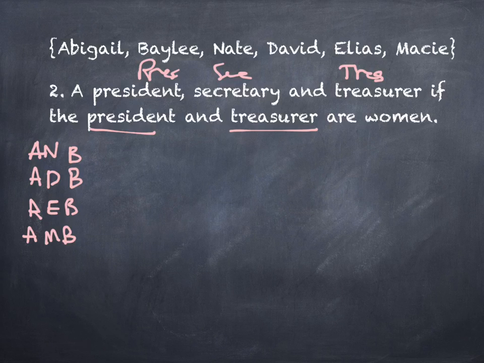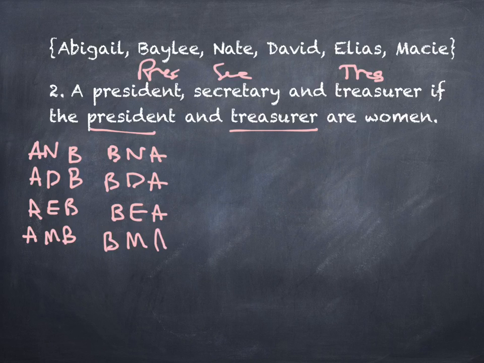But I could have Abigail and Bailey switched, couldn't I? And that would be a different structure, right? People have different roles, different responsibilities. So I'm going to do this exact same list, but switch my A's and B's around, because that's another 4 options that I've got to include. So BNA, BDA, BEA, and BMA. And I think that takes care of everything that's going to have Abby and Bailey in those roles, correct?